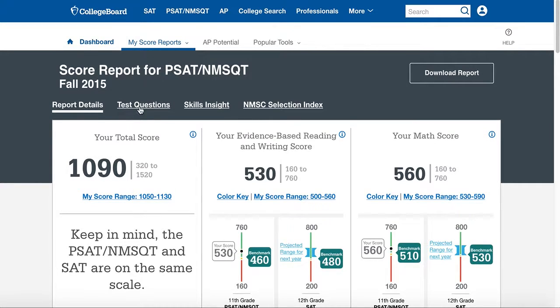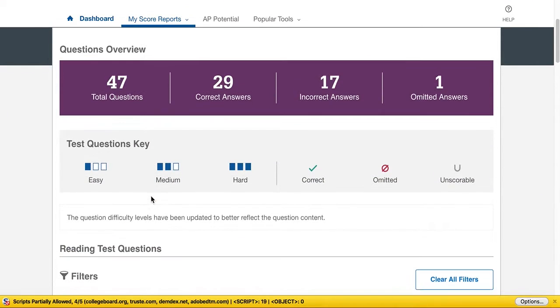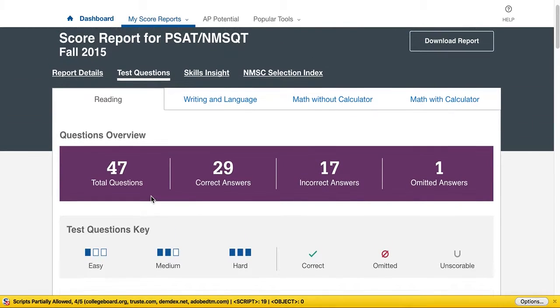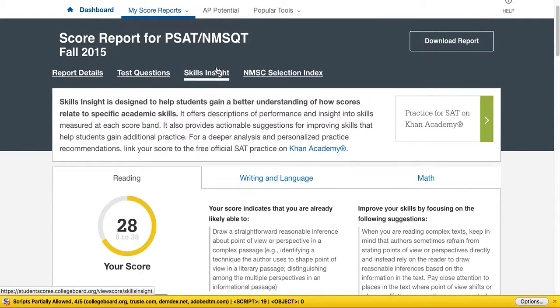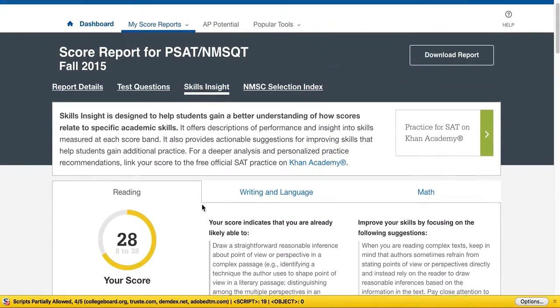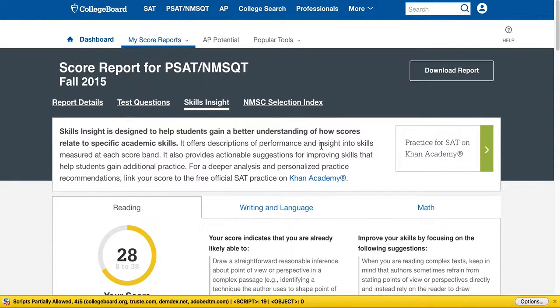Now, each tab at the top for this report will give you details about the report, such as your scores for each section and overall, how you did on each test question in each section, and the various skills assessed based on your performance. All this information is available in one place, and that is the full score report.